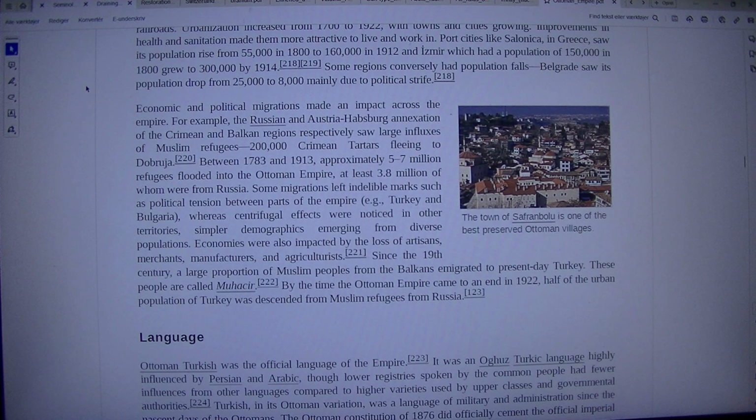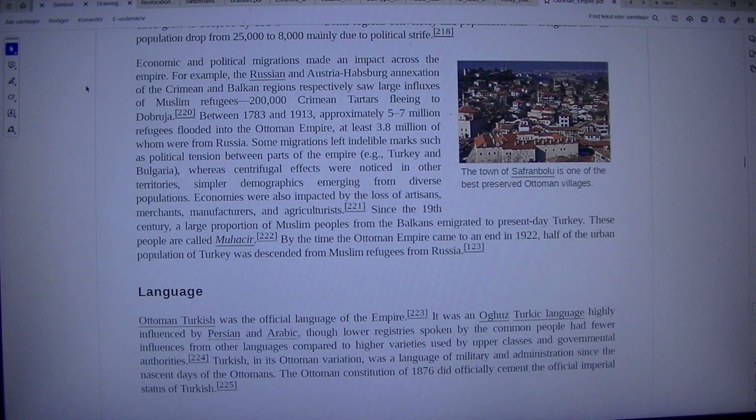Some regions conversely had population falls. Belgrade saw its population drop from 25,000 to 8,000, mainly due to political strife. The town of Safranbolu is one of the best preserved Ottoman villages. Economic and political migrations made an impact across the empire. For example, the Russian and Austria-Habsburg annexation of the Crimean and Balkan regions respectively saw a large influx of Muslim refugees, with 200,000 Crimean Tatars fleeing to Dobruja.